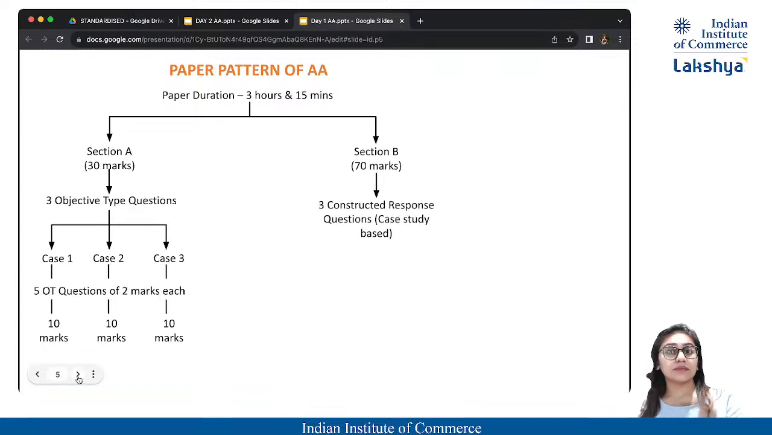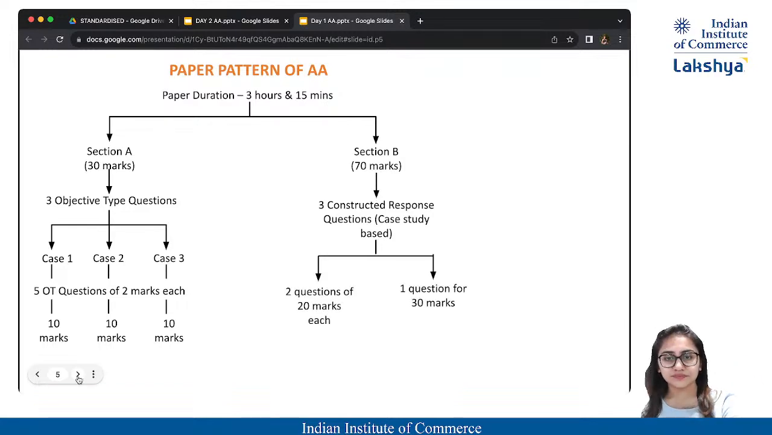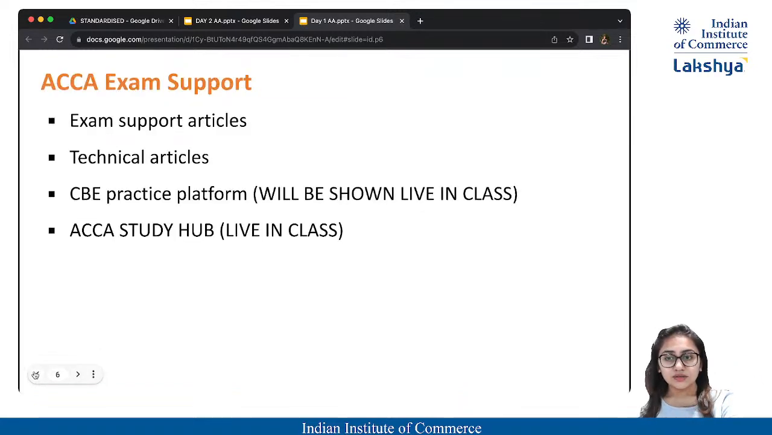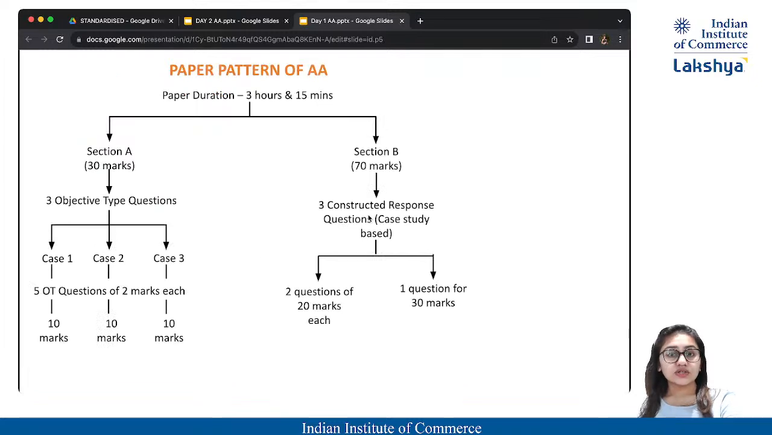Then comes the bigger chunk, section B. So what about section B? Section B has 3 constructed response questions. This is case study based. But how are these 3 questions divided in these 70 marks? One question will be of 30 marks and the remaining 2 will be of 20 marks each. That will make it a 70 mark chunk.